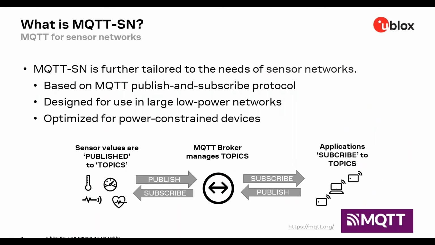MQTT SN, the SN standing for sensor networks, is even further tailored toward the needs of sensor networks. Again, it is a publish and subscribe protocol. And you can see here in the little diagram that sensor values are published over to topics. And there's a very important element here. The MQTT broker is managing those topics. And over on the right, applications are subscribing to those topics. So this publish and subscribe model becomes important because this is what is driving efficiency.